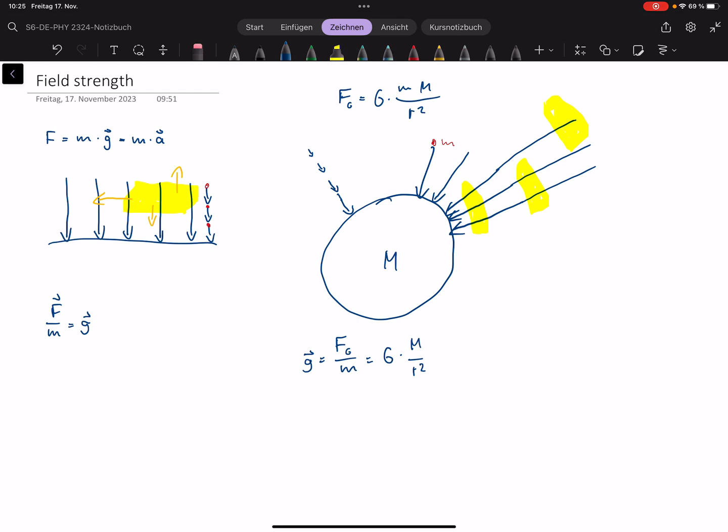And that gives us a quantity that describes the field's vectors in terms of the mass, the position, which is indicated by the radius, and the universal constant. So we can reconstruct the gravitational field of a mass just by these two pieces of information, nothing else. So we don't need the smaller mass.